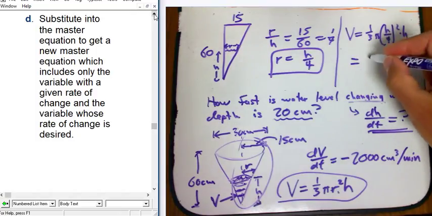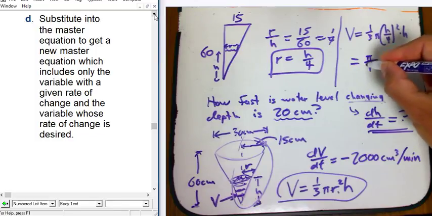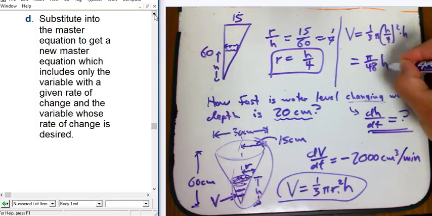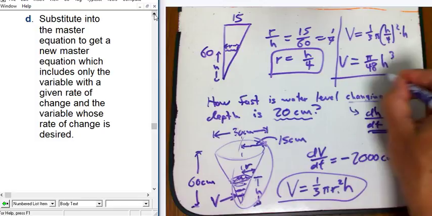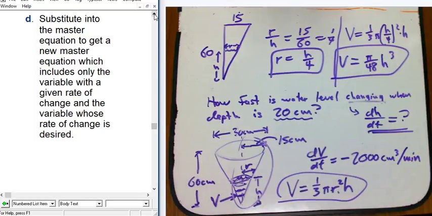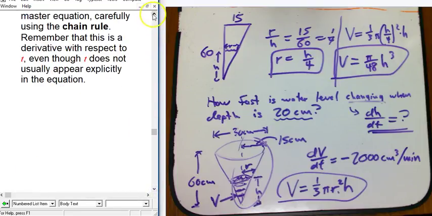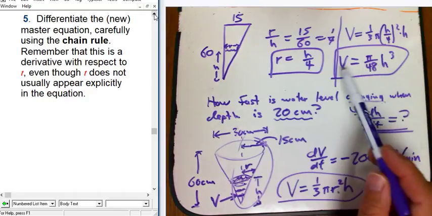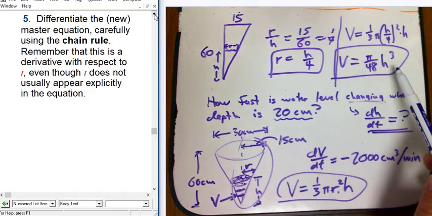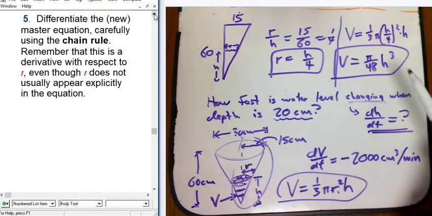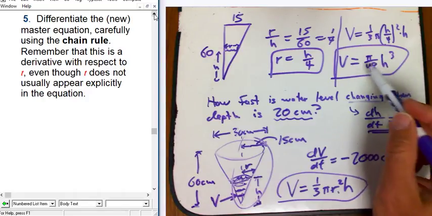And so we get pi over 48 h cubed. Let me just put the V equals. Okay, that's our new master equation. There are other ways you can deal with that that you might see in other presentations, and they totally are valid, but usually this is a nice way to deal with it. So r, the variable we don't care about, has gone away. Okay, so now we're good.